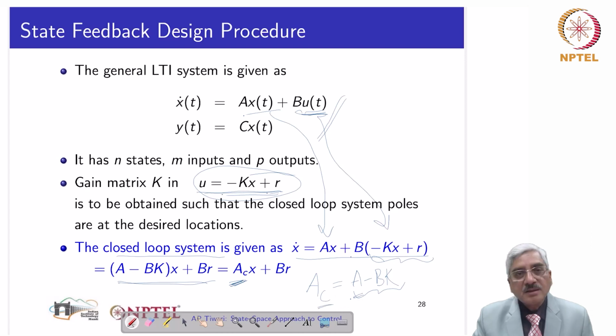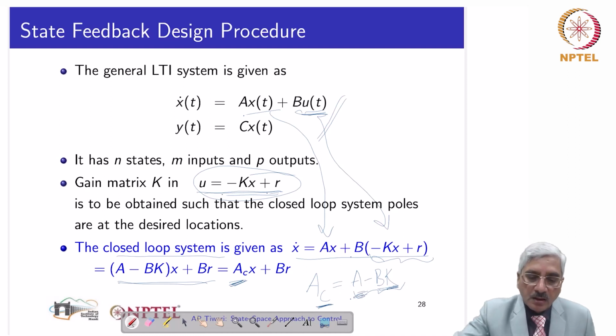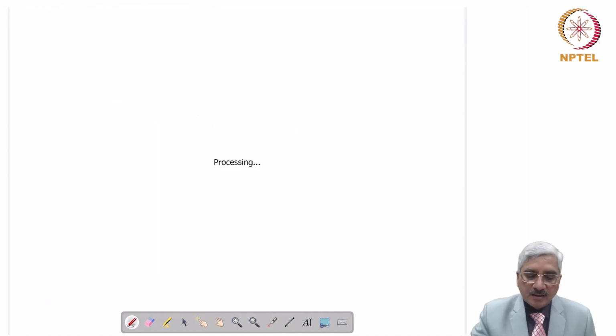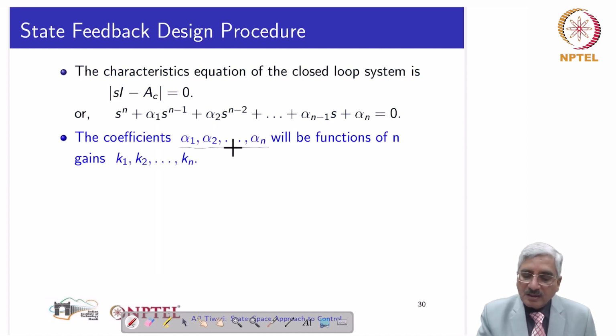So the closed loop system matrix depends on A and of course BK. The gain K is to be chosen. If gain K is available, then AC behaves differently than A. Its eigenvalues will be different than the eigenvalues of A. So the characteristic equation of the closed loop system will be this. The coefficients are alpha 1, alpha 2, etc., and they will in general be functions of the gains K1, K2, etc. up to Kn.